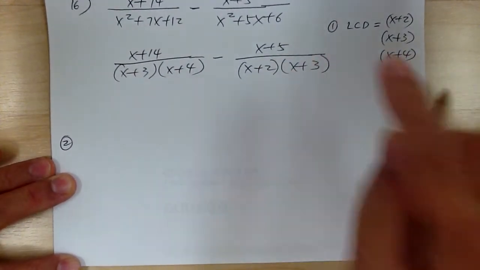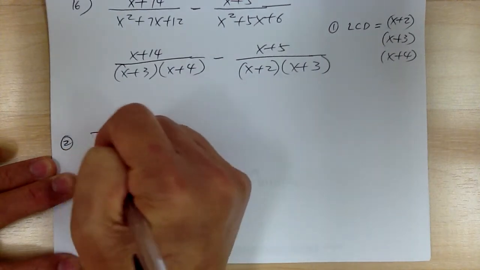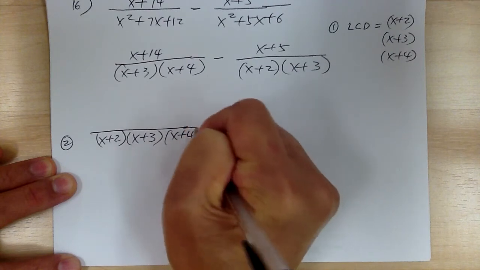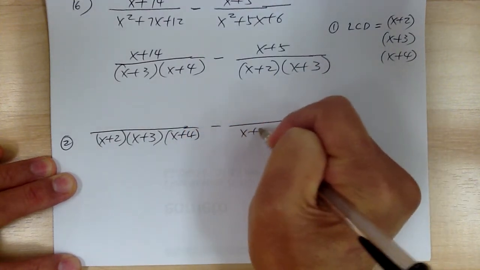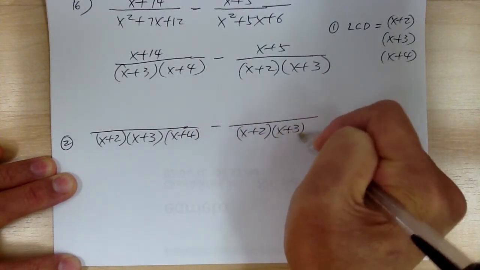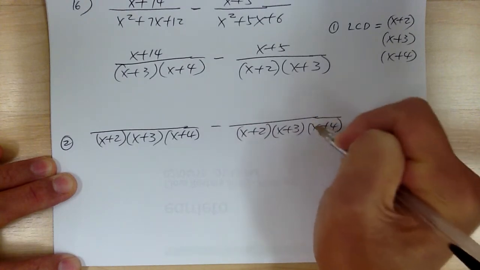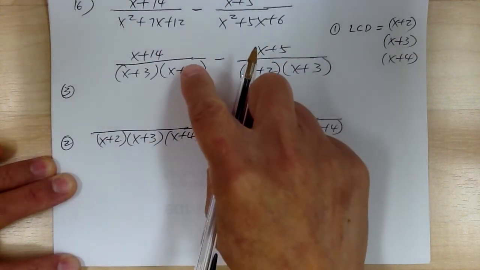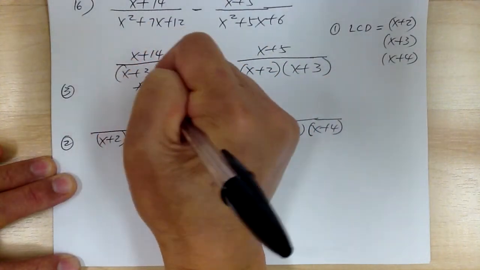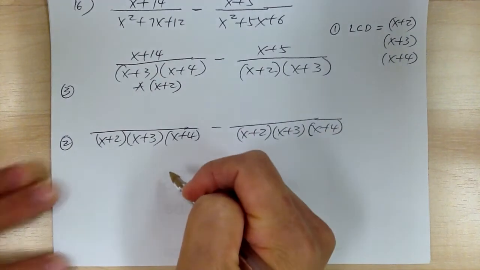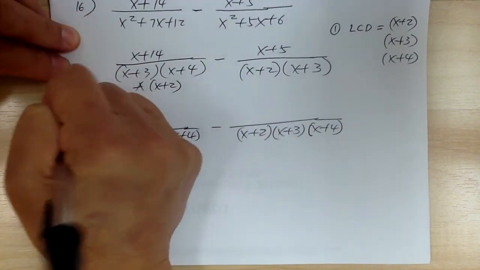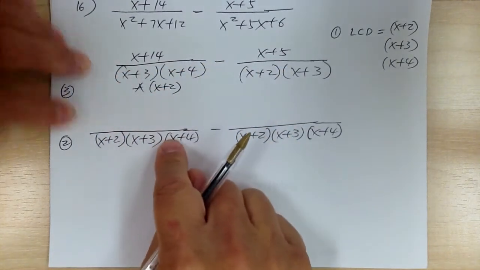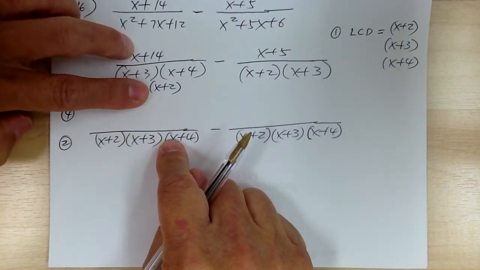So step 2, go and get your LCD on the bottom. So x plus 2, x plus 3, x plus 4, x plus 2, x plus 3, x plus 4. Right, get your LCD down here. Then step 3, figure out what you're missing. From here to here, you're missing the x plus 2. Okay, so that's what you're missing. So step 4, you can go and multiply. So this multiply, you get that, right? So that's where you came from. So you have to multiply the top also.